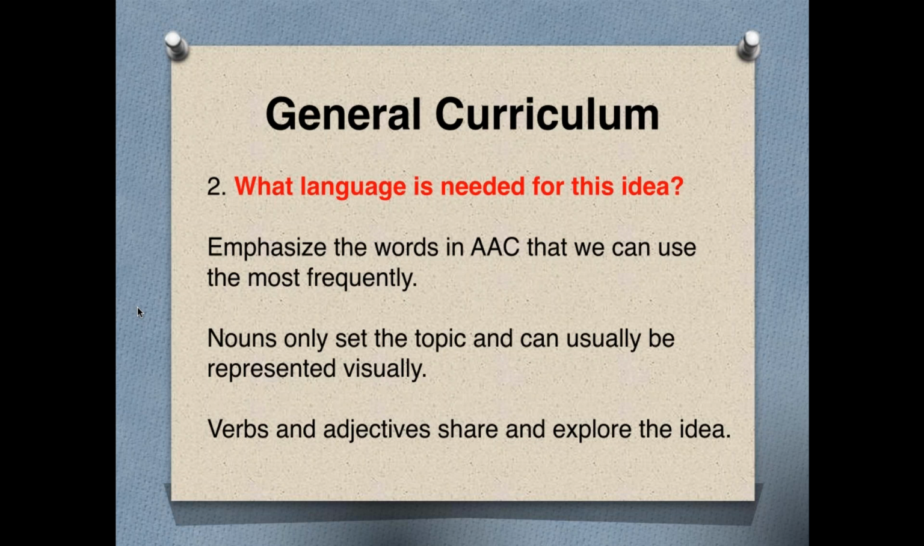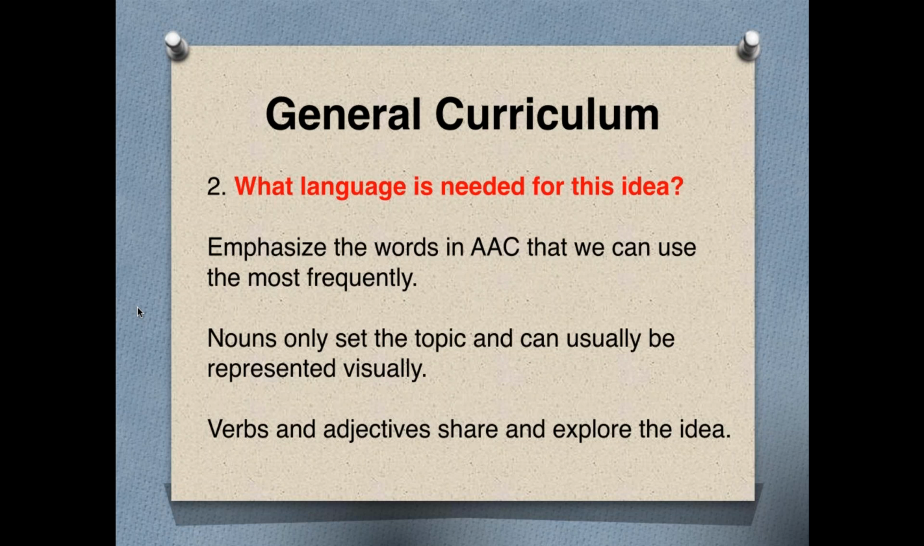But nouns really can only set the topic. They don't help us really share and explore the idea. So if we say pyramids, so what? What is it about the pyramids that matters? Is it the fact that they're made of stone? Is it the fact that they're so old? Is it the fact that they were built by humans? Is it the fact that they were built by slaves? What is it that matters? That's where we need verbs and adjectives and the rest of the language in our communication systems. And so as we're thinking about what's the language that we need for this idea, we're thinking about our high frequency language, and we're really going to focus on our verbs and adjectives.